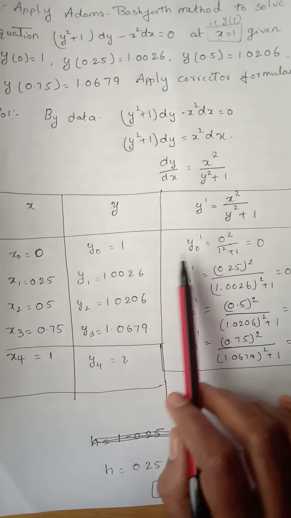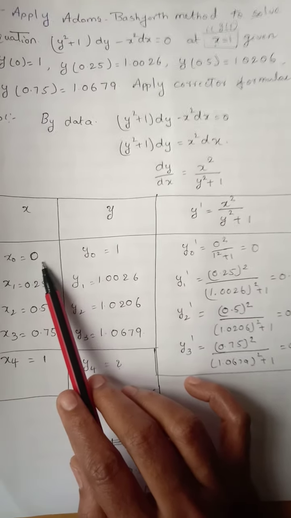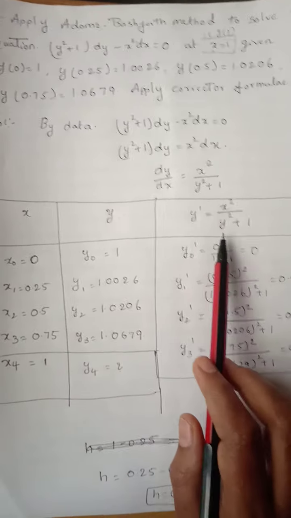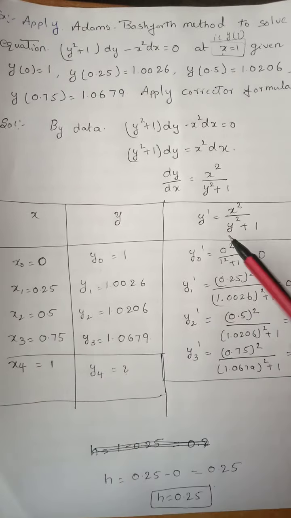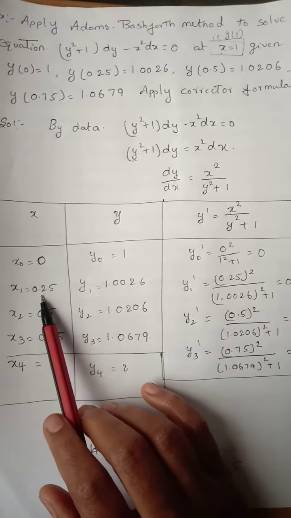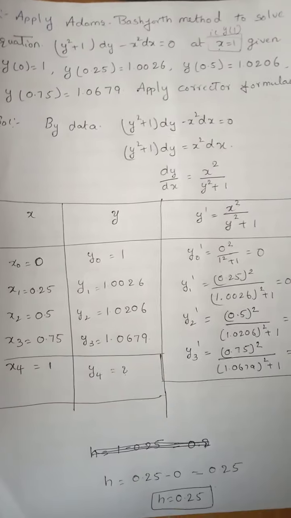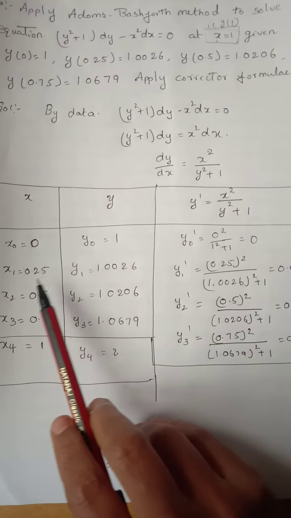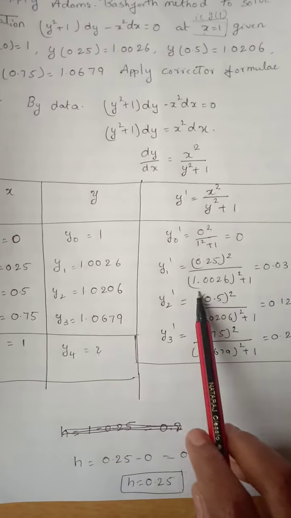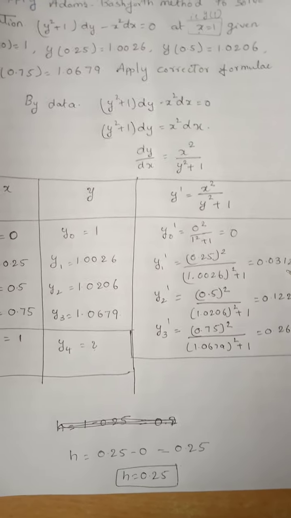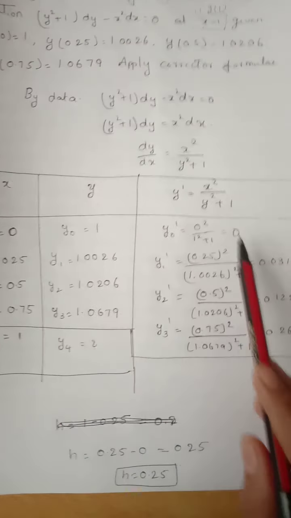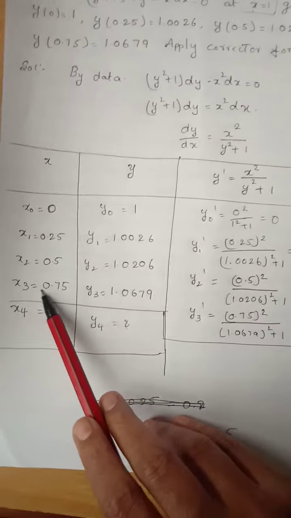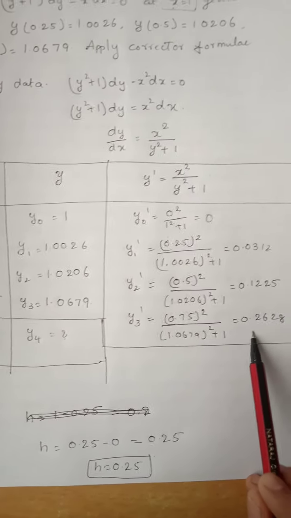Correspondingly you have to find y0 dash. Just substitute x as 0 and y as 1 here. 0 divided by any number is 0 only. Again in the second also the equation is the same. You have to change the values, that's all. Substitute x as 0.25 and y as 1.0026 in the same equation, and you get the y dash value. Similarly for y2 dash, substitute the x2 and y2 values here and you get this value, and again the x3 and y3 values here. So you get this value.